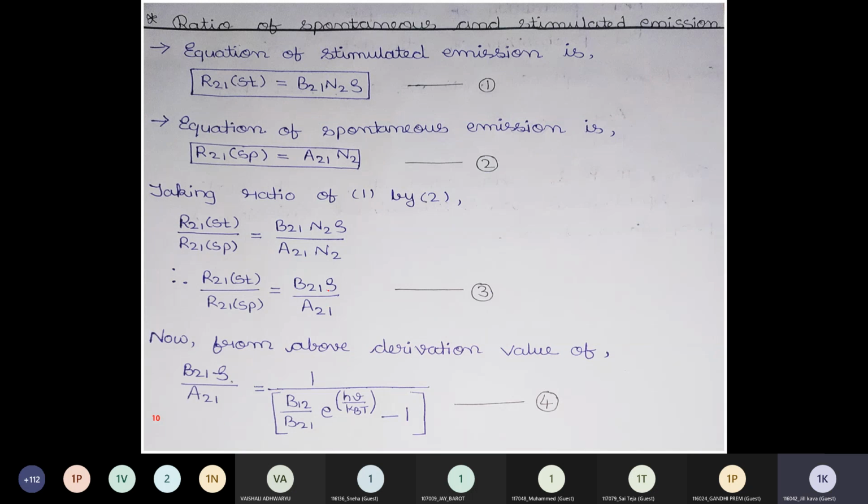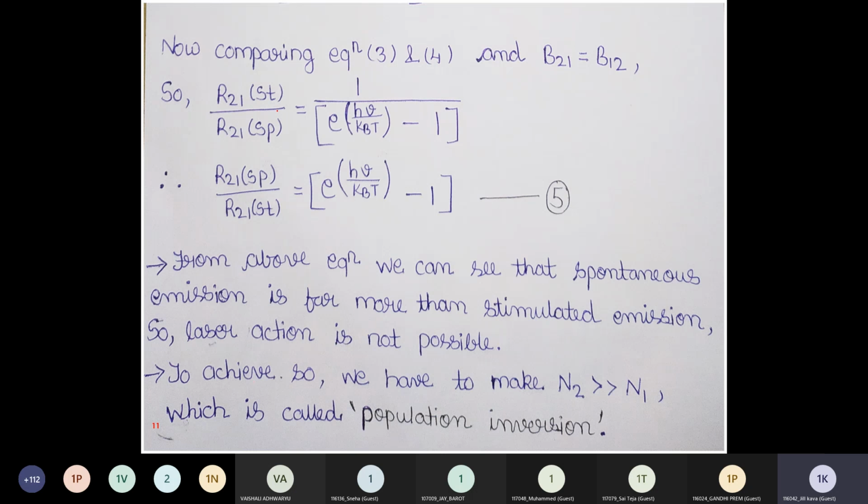So now comparing both the equations, because both the terms are equal, R21 stimulated emission upon R21 spontaneous is equal to 1 upon e raised to h mu upon kbT minus 1. So if we take the reciprocal, R21 spontaneous upon R21 stimulated is equal to e raised to h mu upon kbT minus 1.